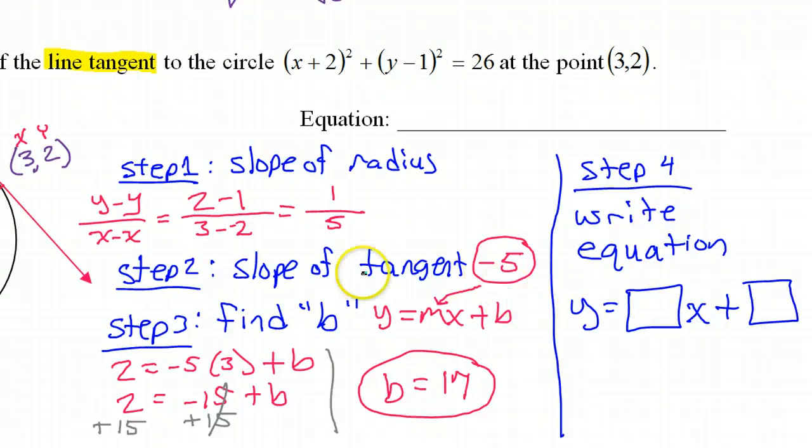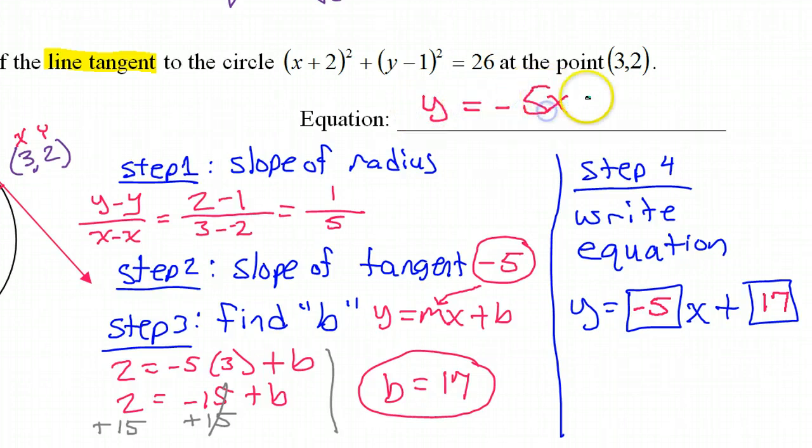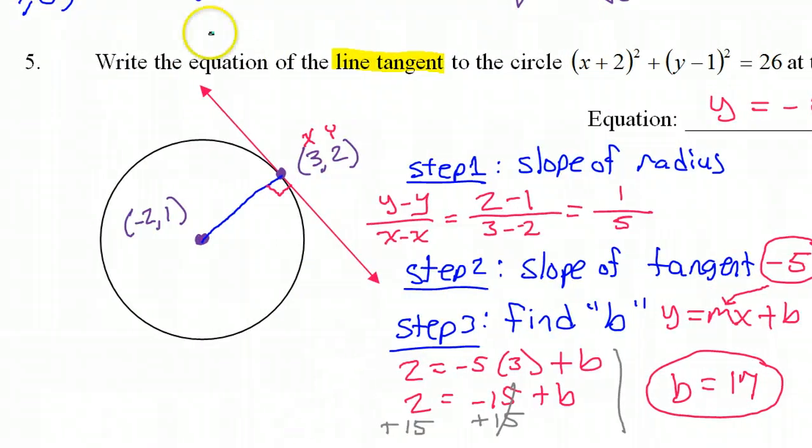Okay, so we found the slope and the y-intercept. The slope was negative 5, so that goes here. The y-intercept was 17, so that goes here. So that means we can go ahead and write the equation, which was y equals negative 5x plus 17. Okay, that is how you do number 5.